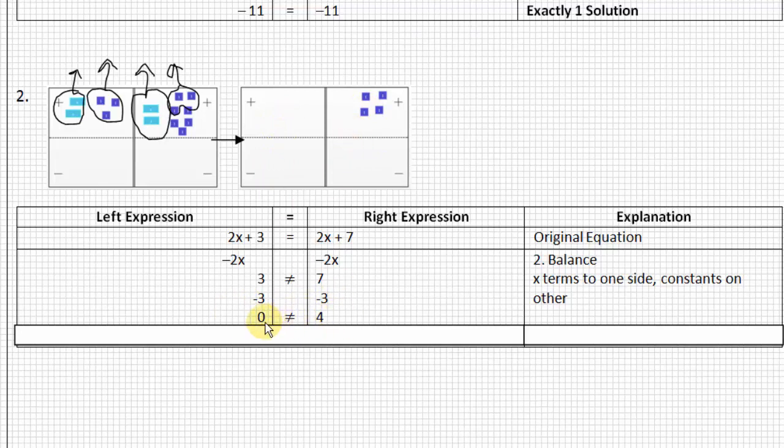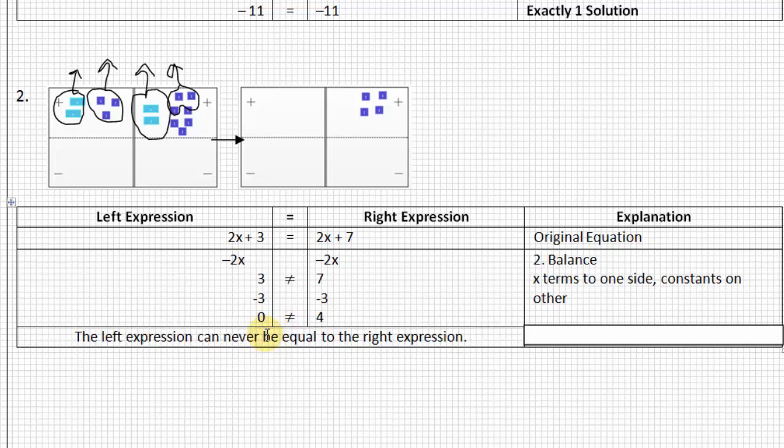and those values are not equal. Those are not the same. And so we can give an explanation of the left expression can never be equal to the right. There's no way here for that to happen for any value that I put in for x. And so this is an example of no solutions. We'd say our final answer is that 0 does not equal 4, and therefore this is a no solution.